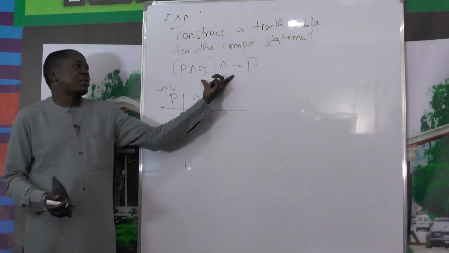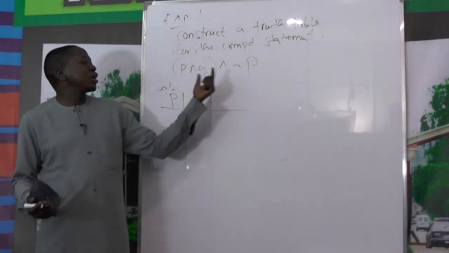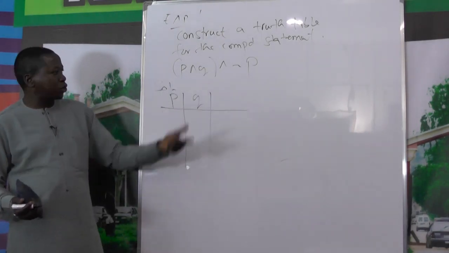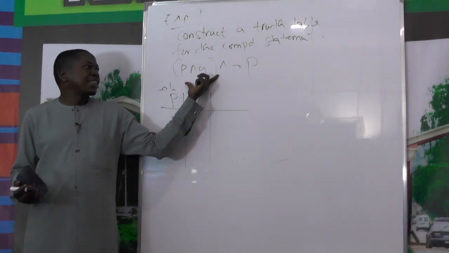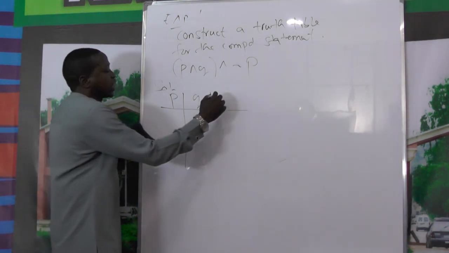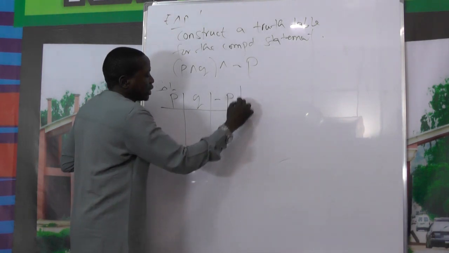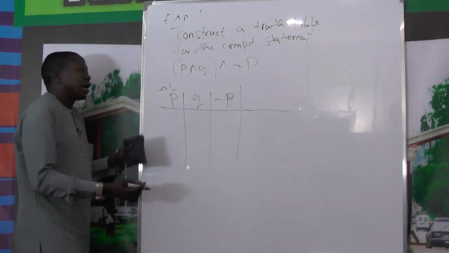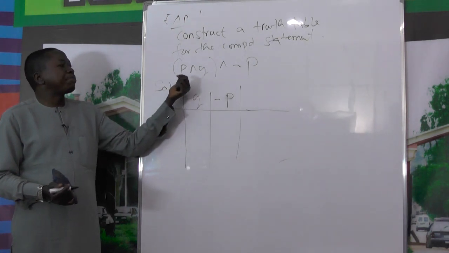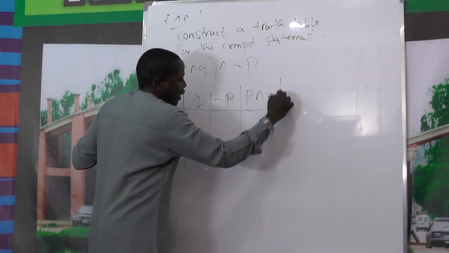This, our compound statement, will appear in the last column. But before we write this compound statement, you will now be writing the information you have from the question. You know, from this question, there's a place where we have minus P. So you give it a column, minus P, since we can see it in the question. Another one, we can have P and Q. There's a place we have P and Q in the question. So now you give it a column, P and Q.